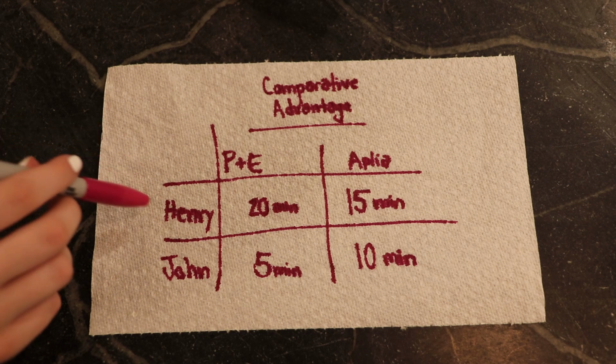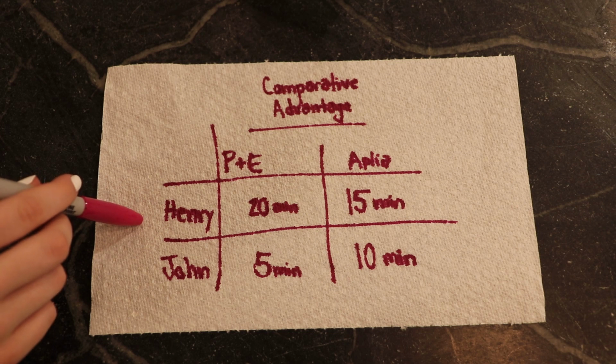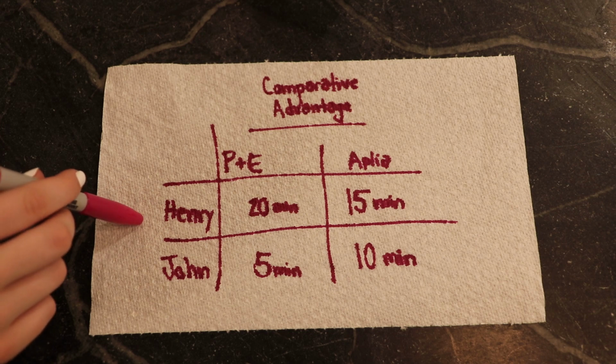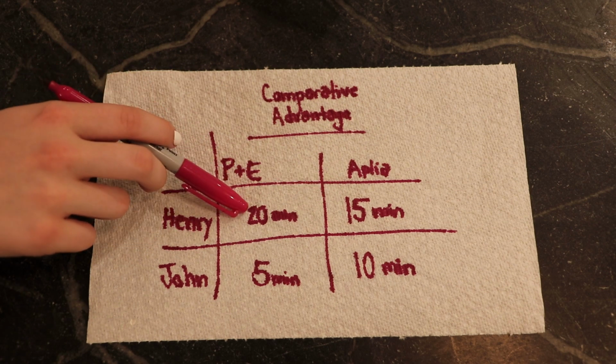Well, let's take Henry's data first. If we were to do the Aplia questions, to find his opportunity cost for this action, we'd have to divide the time it takes for him to do an Aplia question by the time it takes for him to do a P&E question.